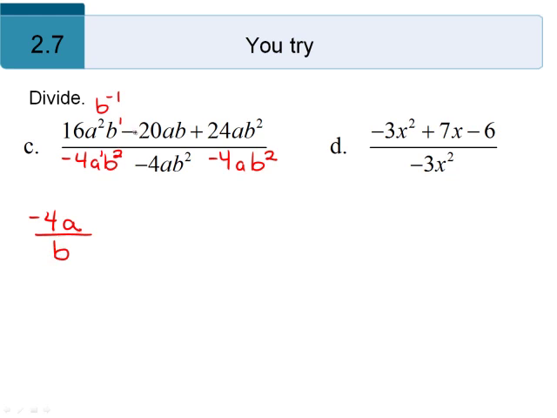Okay, now -20 divided by -4, that's going to be a +5. Okay. The a's are going to cancel out. Now subtract the b's again. 1 minus 2 is going to give you b to the -1. So that's got to go to the bottom to become positive. And the last term, 24 divided by -4, is going to be -6. The a's cancel, and the b squares also cancel. So you just have -6 there as your last term.